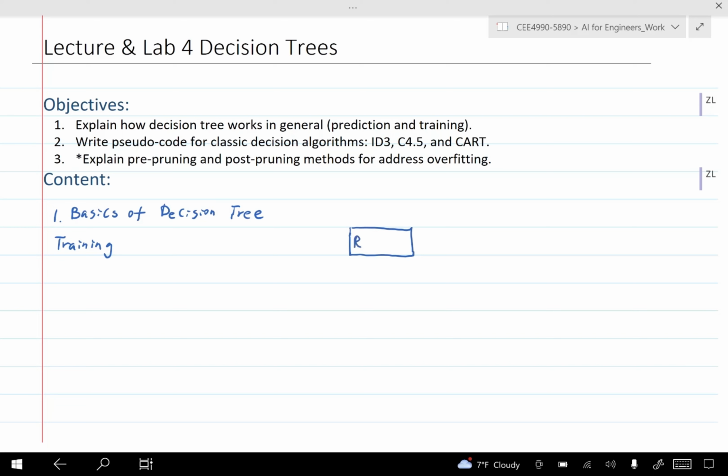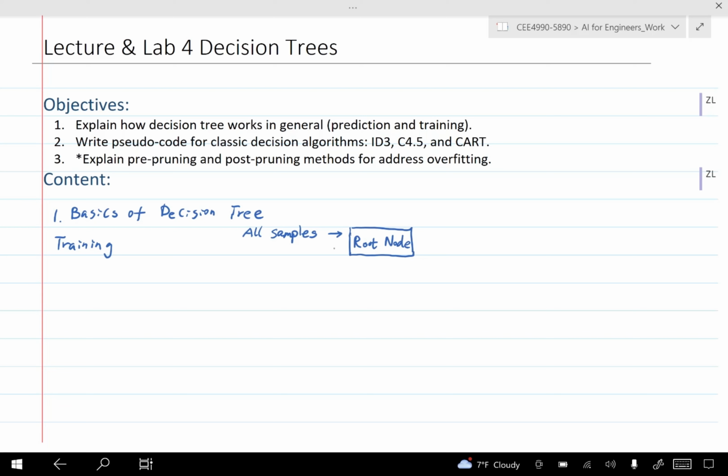And there's only one root node, and that's where everything begins. In the training process, what we do is feed all the samples, data points, into the root node, and we start from here.